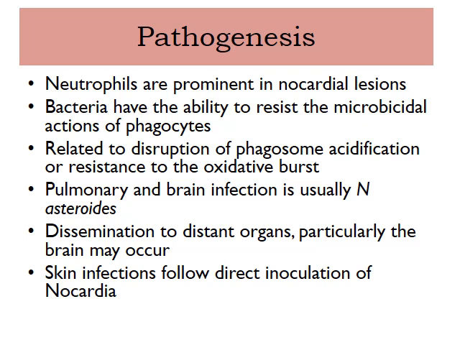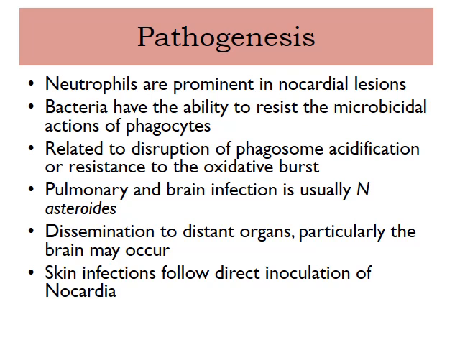Bacteria are special. They relate to disruption of phagosome acidification. So they have the ability to resist oxidant burst. And pulmonary or brain infection is asteroides. And then again, dissemination to distant organs, particularly the brain. So two important things I just told you, though they look like very simple bacteria, if they go in the brain, that becomes very serious. And again, it begins from skin infection because it's in the soil.